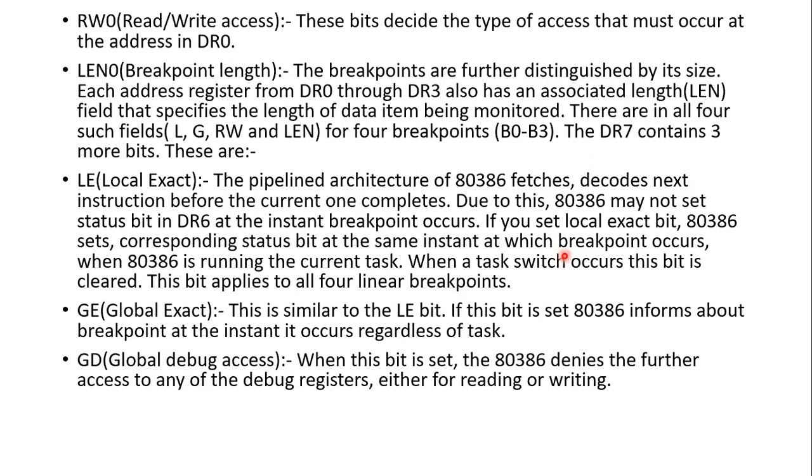Then we'll come to read write access. This bit decides the type of access that must occur at the address in the DR0. It decides whether the access provided is for writing or for reading. Then we'll come to Len 0. Len 0 is the breakpoint length. The breakpoints are further distinguished by their sizes.